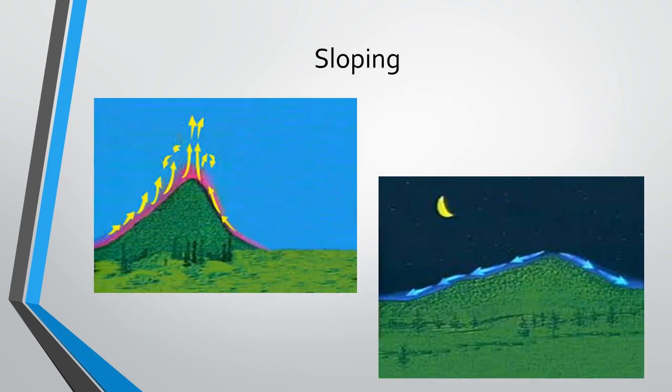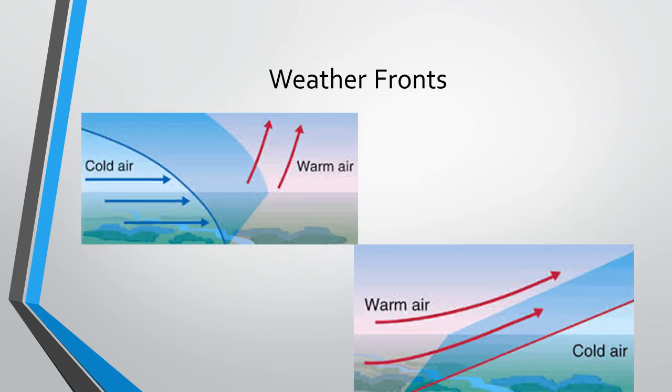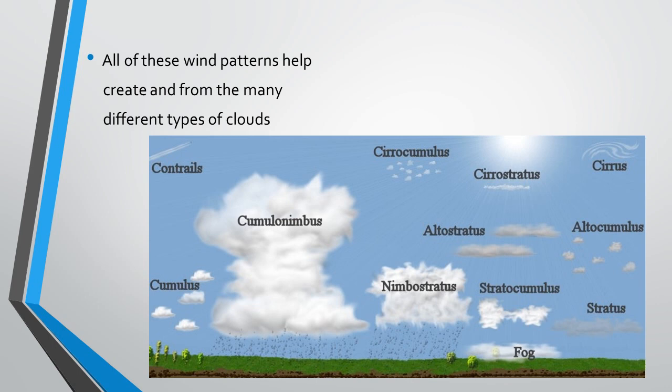Next is sloping. Air is also forced to rise when it's traveling over land that is sloped upwards. The air cools as it rises, and eventually clouds will form. And finally, we have weather fronts, which cause air to rise when the lighter warm air flows over the heavier cold air. All of these wind patterns help create and form the many different types of clouds as shown on the screen.